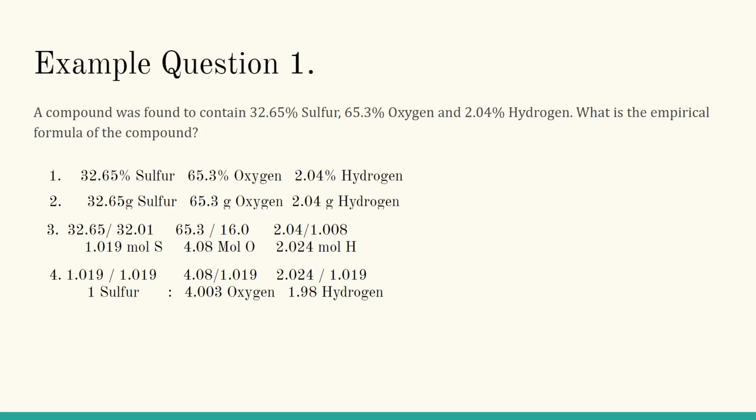From here, we can just condense it down. We know that the 4.003, well, that's just about 4. So we know that this ratio is going to be 1 sulfur to 4 oxygen to 2 hydrogen. And from there, you can arrange it in any form that you want. In this case, I can take a pretty good guess that this is going to be sulfuric acid just based off of the chemicals that are there and the proportions. So we end up making the formula H2SO4.